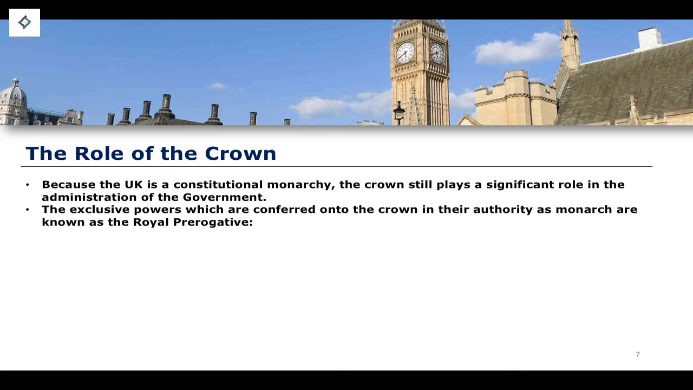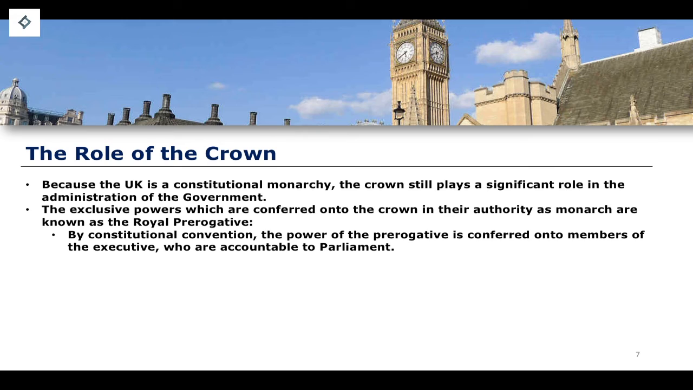The exclusive powers which are conferred to the Crown in their authority as monarch are known as the royal prerogative. We're going to get to the royal prerogative in more detail when we examine the sources of the UK Constitution. But by constitutional convention, what we see here is that the powers of the prerogative are actually conferred not onto the monarch per se, but to members of the executive, who are then accountable to Parliament. So we see how, on paper and in theory, the monarch is still severely powerful in terms of their ability to do things, in terms of their authority within the constitutional framework.